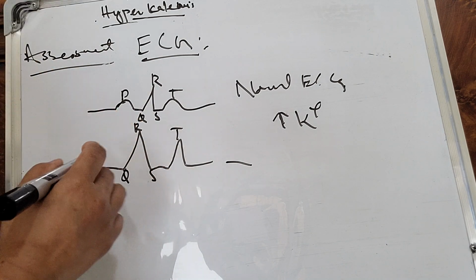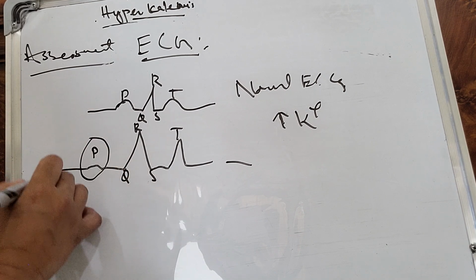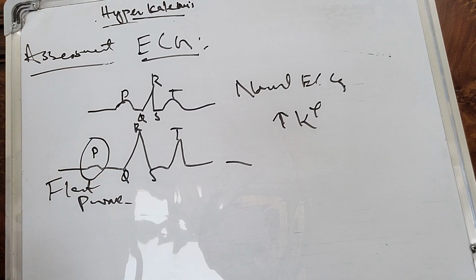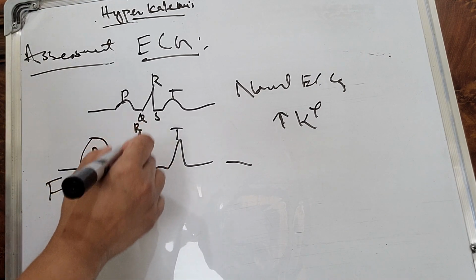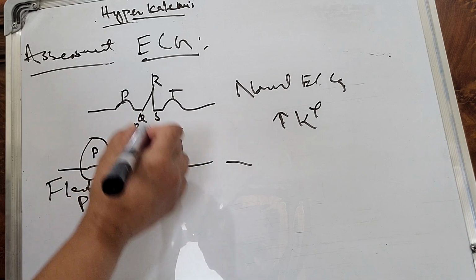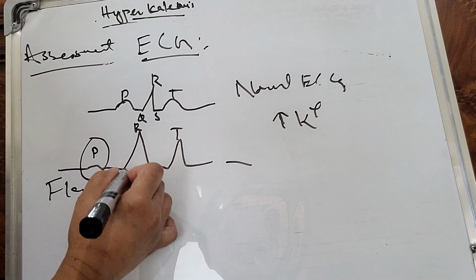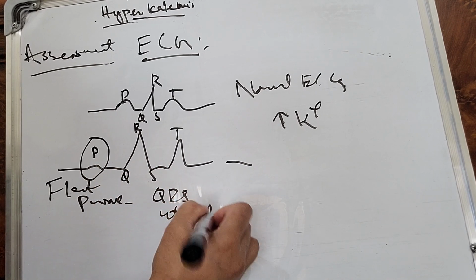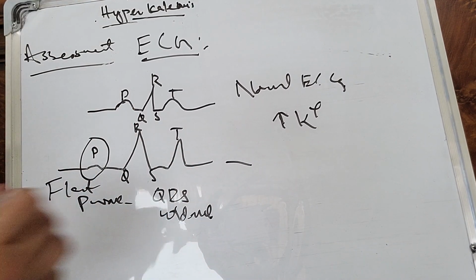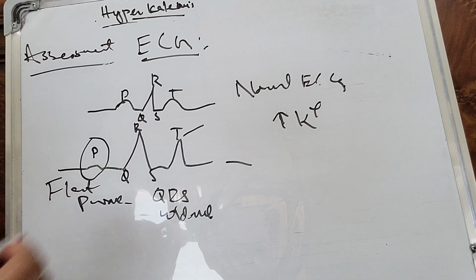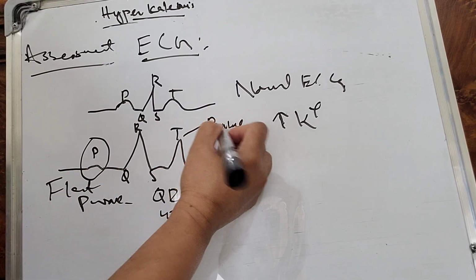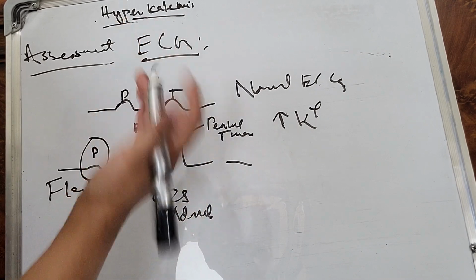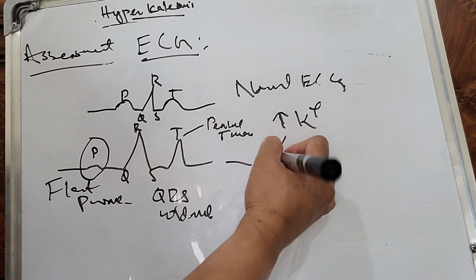Number one, if we talk about the P wave, it is a flat P wave. Number two, the QRS is widened; there is not a wide space normally, but here there is wide space. So QRS is widened in hyperkalemia. The T wave is peaked; there is a T wave like this, but it goes too much up. The peaked T wave is hyperkalemia.